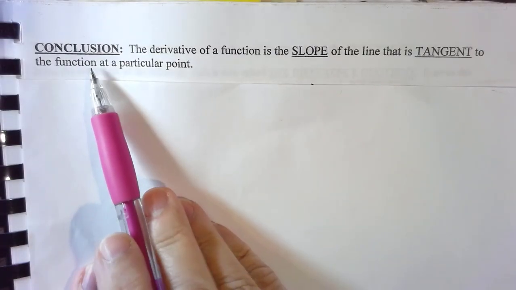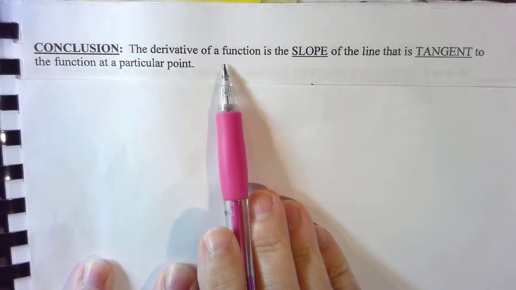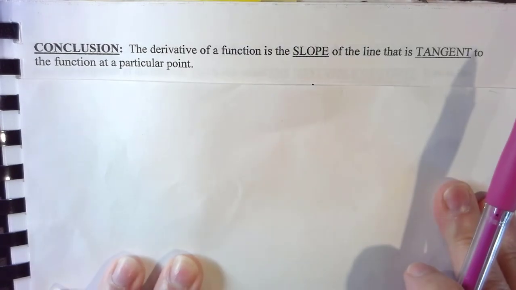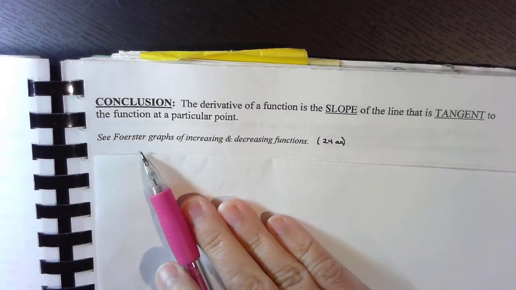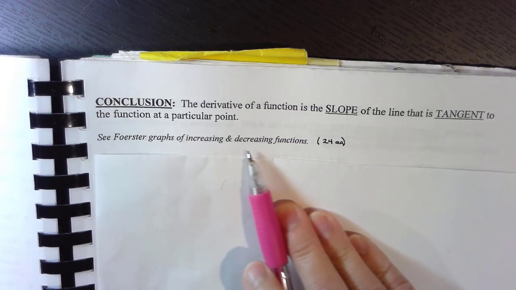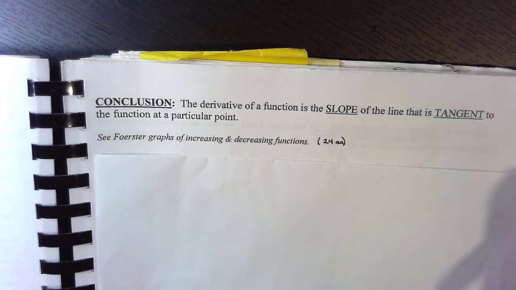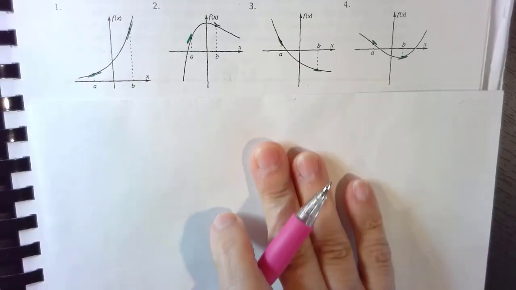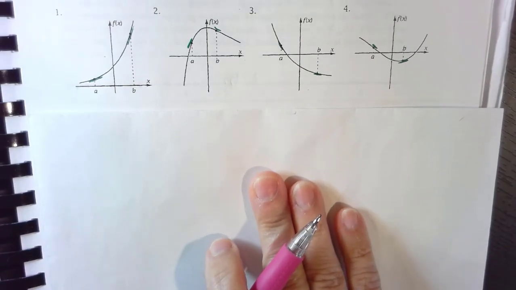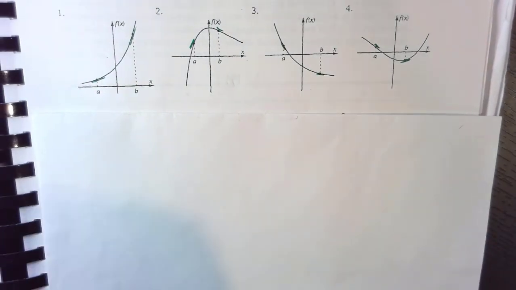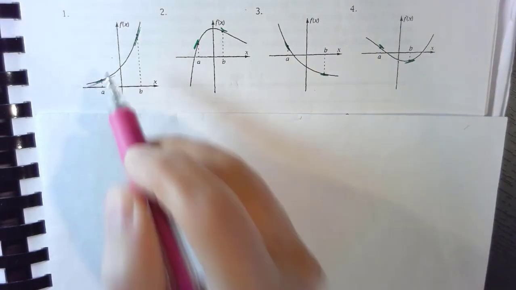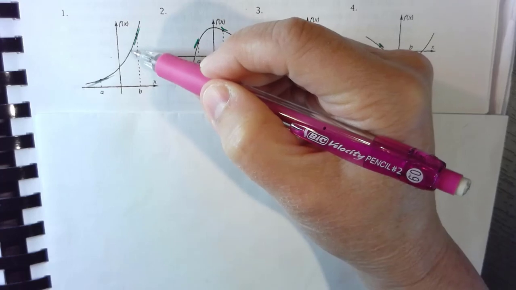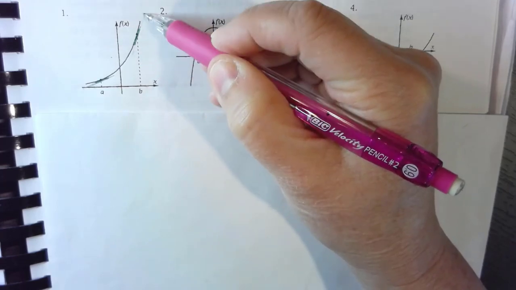So our conclusion is the derivative of a function is the slope of the line that is tangent to the function at a particular point. So now it says to look at the graphs of increasing and decreasing functions on 24AA. So go to that page. These are nice little graphs, and at points A and B, we're going to sketch a tangent line, and determine: is our function increasing or decreasing, and is it increasing rapidly or not as fast?